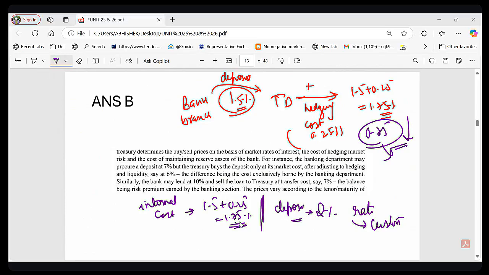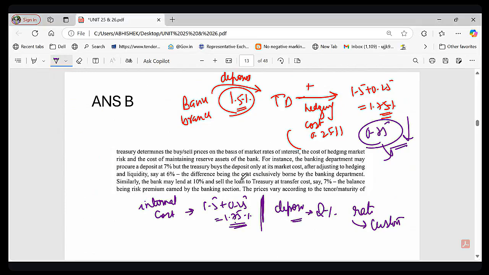Treasury department, again, if you want me to repeat, please type. If you want me to repeat the concept, please type. What is happening here is that the Treasury department is buying deposits from the bank branch at 1.5% and adding the hedging cost, right? Okay, I'm again repeating. This is a very important concept. Let me again repeat it.